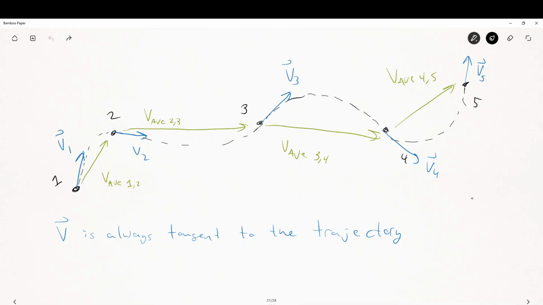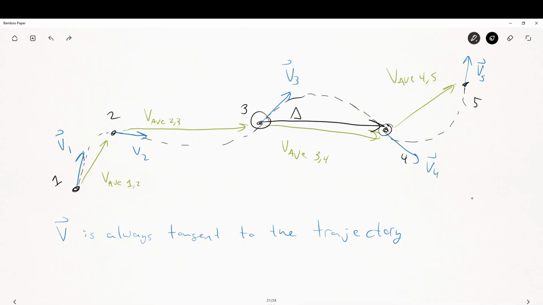So to clarify that, let's say I was interested in the average velocity from position 3 to position 4. The displacement from 3 to 4 is just this vector arrow that points in that direction, and the average velocity is in the exact same direction.